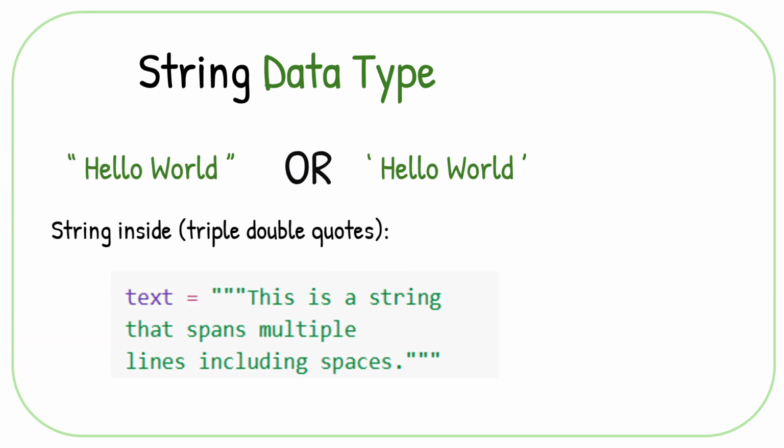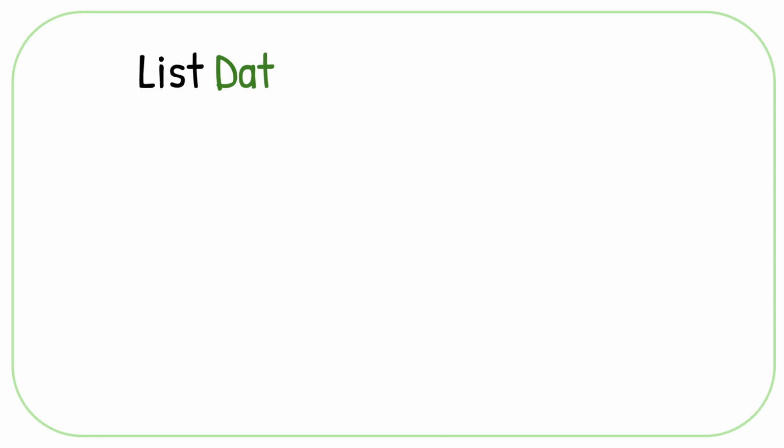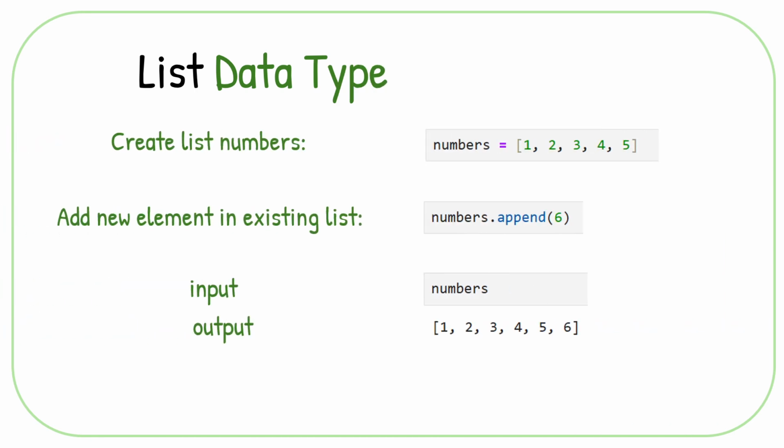Both are valid. We can also write strings inside triple double quotes or triple single quotes to span a group of lines including spaces. The triple double quotes or triple single quotes are useful to embed a string inside another string. A list represents a group of elements. A list can store different types of elements. Also, a list can grow dynamically in memory. It means that when we add new elements to the existing list, it just adds to it, and we write the elements separated by commas.